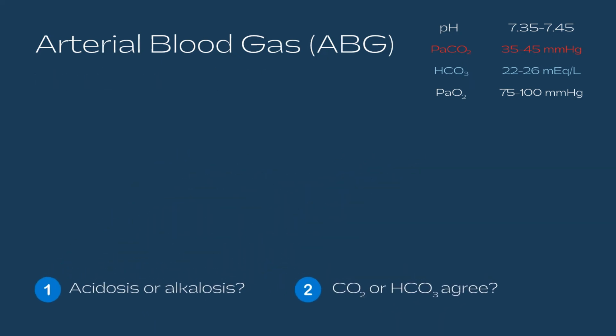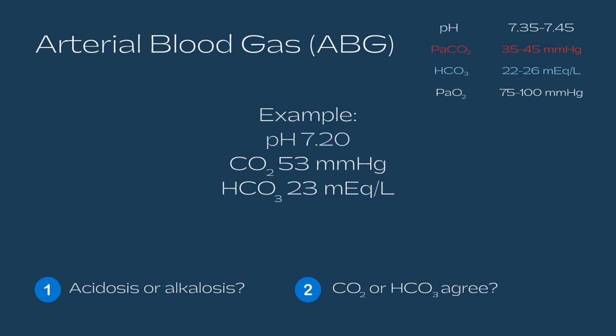Try an example. Here we have a sample set of blood gases. In the first step, we need to look at the pH. 7.20 is lower than the normal range. This means we have acidosis. That takes care of step 1.